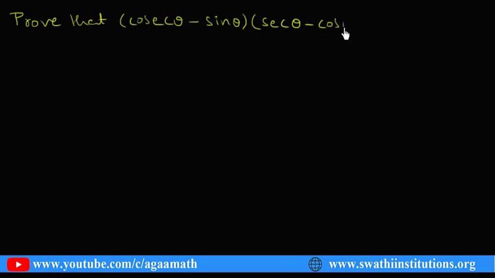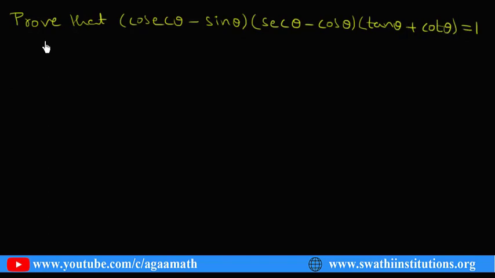Let us see one more question. Prove that (cosecant theta minus sin theta) times (secant theta minus cos theta) times (tan theta plus cot theta) equals 1.